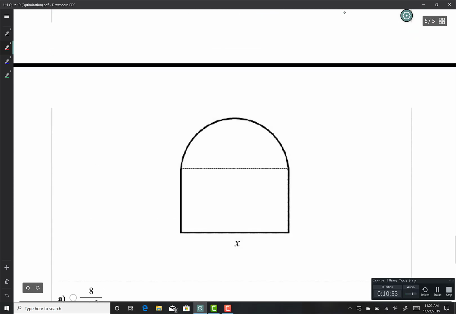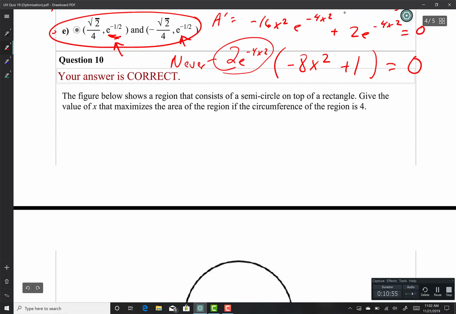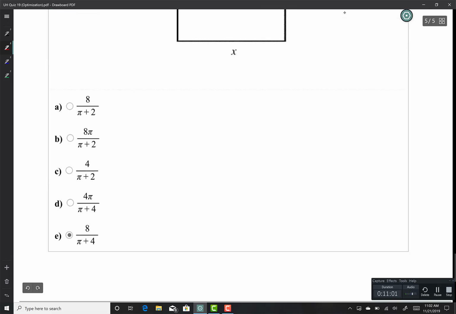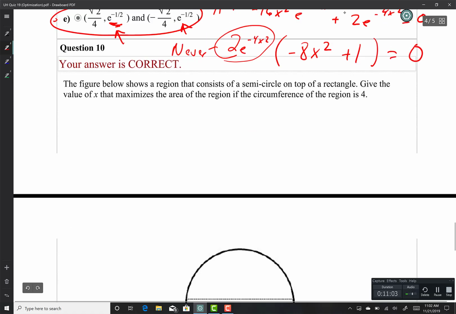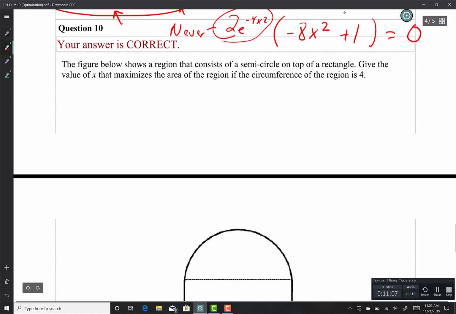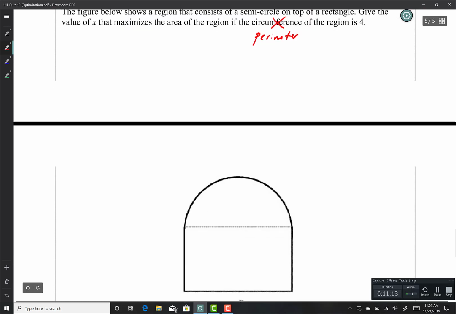Okay, last one here. This one's going to take a while. The figure below shows a region that consists of a semicircle on top of a rectangle. Okay, I see that. Rectangle, semicircle. Give the value of x that maximizes the area of the region if the circumference, they should not use that word, they should use the word perimeter, of the region is 4.